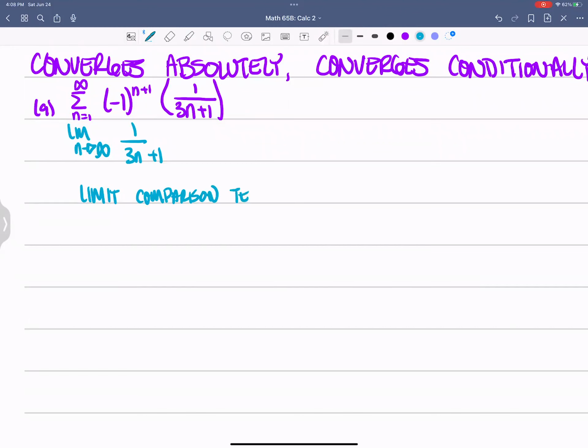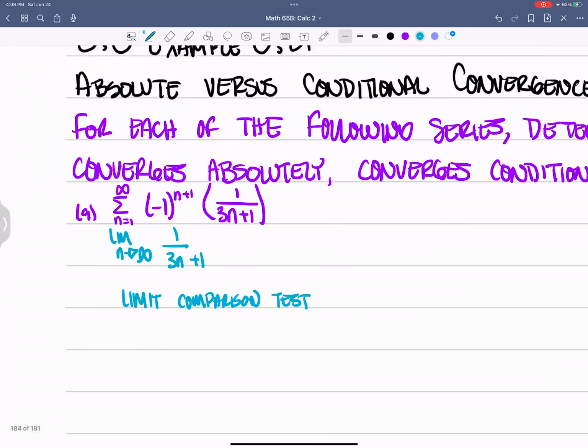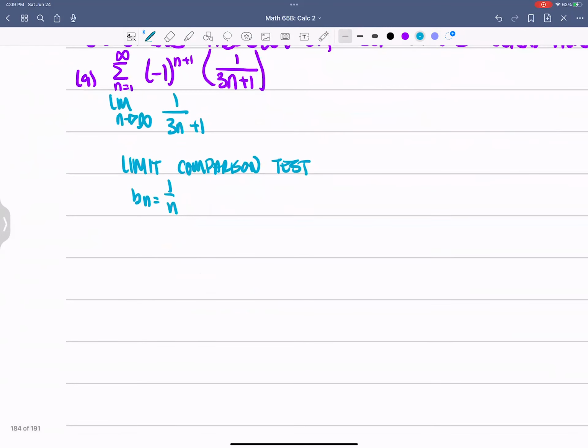With the limit comparison test, we're looking at another easier function that we could compare it to. We just needed a function that we could compare it to. So we're looking at b sub n equaling 1 over n.